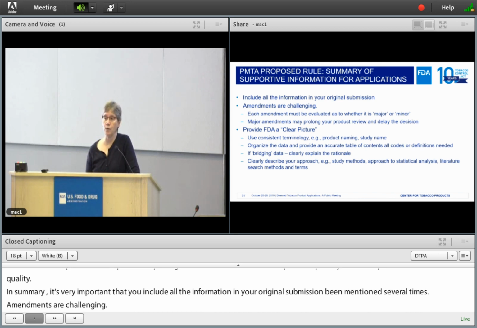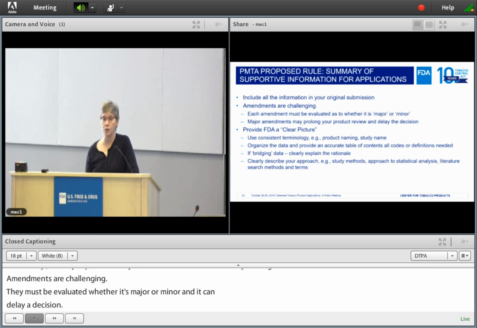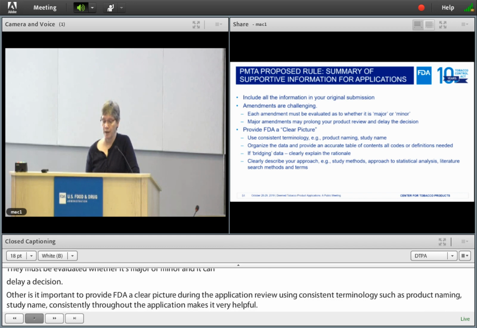The other point I want to make is that it's important to provide FDA a very clear picture that we can follow during the application review. Using consistent terminology, such as product naming and study name, consistently throughout the application makes it very helpful and is much easier for us. Also, organize the data and provide an accurate table of contents with all the codes and definitions and other materials that we need in order to review the applications.